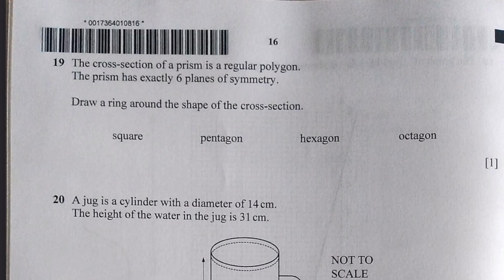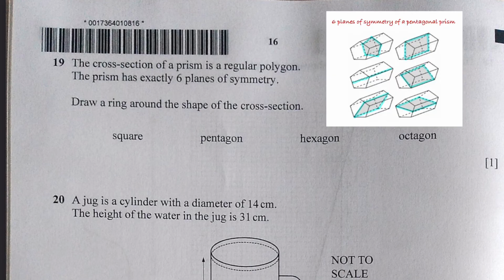Question 19. The cross-section of a prism is a regular polygon, having exactly 6 planes of symmetry. Draw a ring around the shape of the cross-section. So it has 6 planes of symmetry. One cuts across the middle of the length. So that does not count in the 6 planes. And that would be 5 planes remaining, right? If you count that.